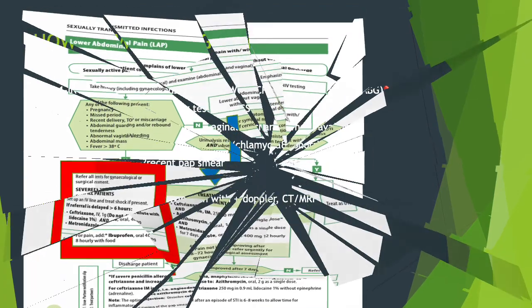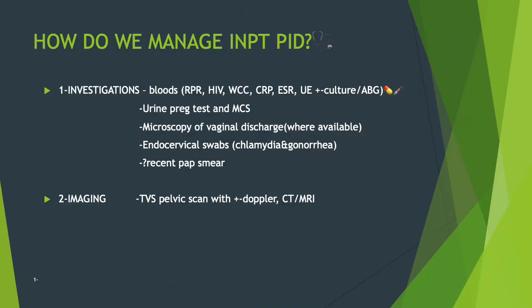So, how do we manage inpatient PID? When we've made the decision to admit our patients for pelvic inflammatory disease, we need to start with the basic workup. This includes doing some blood tests in the forms of RPR, HIV, inflammatory markers, cultures if the patients are pyrexial, and an arterial blood gas depending on the severity and instability of the patient.